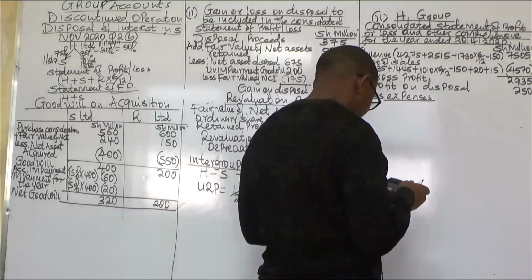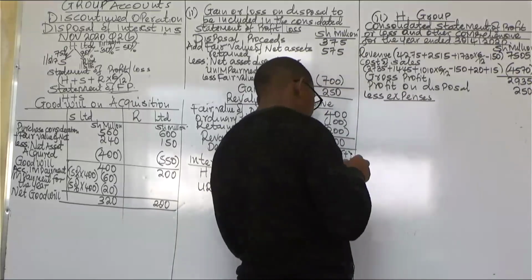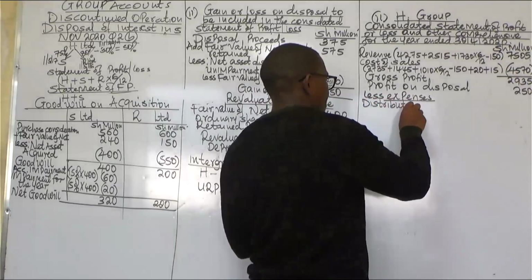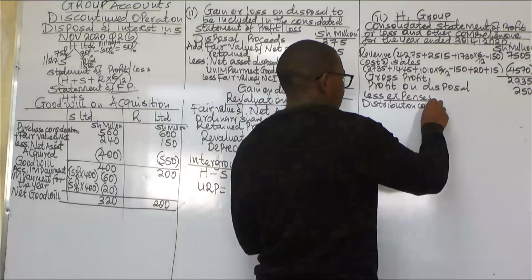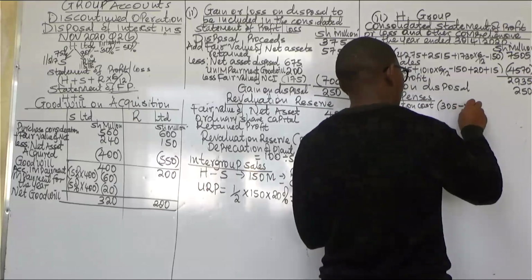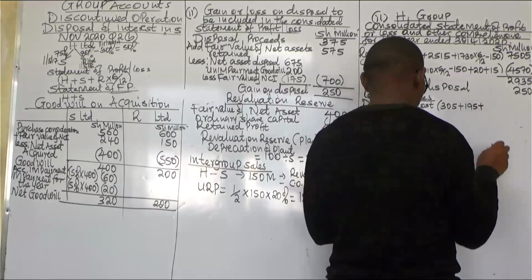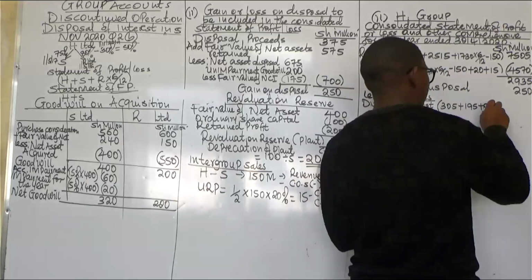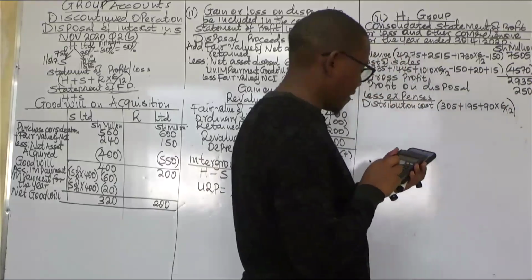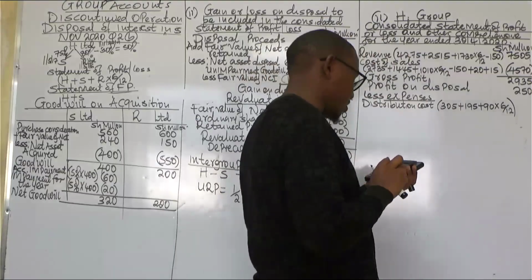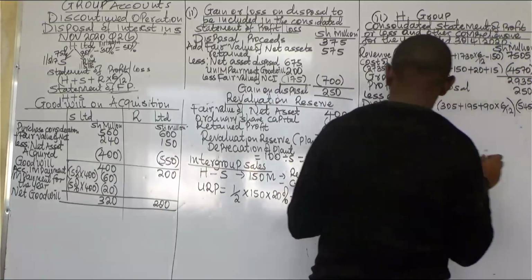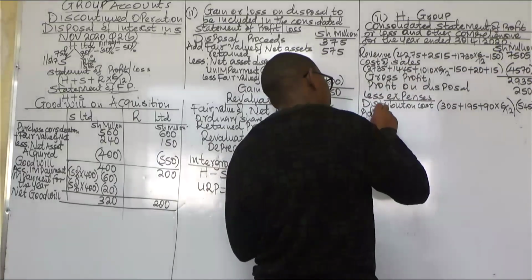Expenses, we begin with the first one. It was the distribution cost. Distribution cost, you just take 305 plus 195 plus this other one is 90. Multiply by 6/12. Give you how much? 305, 195 plus now 45. That is 545.